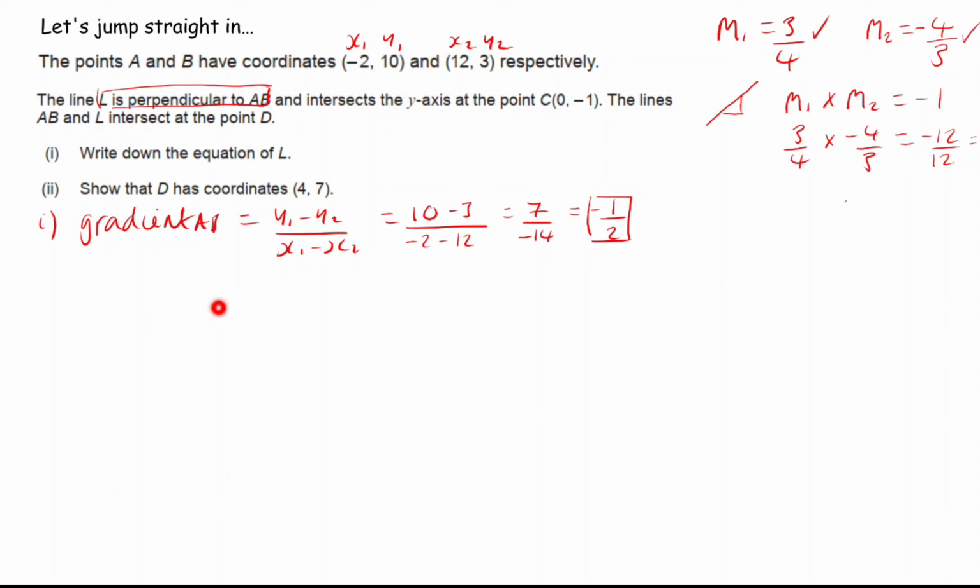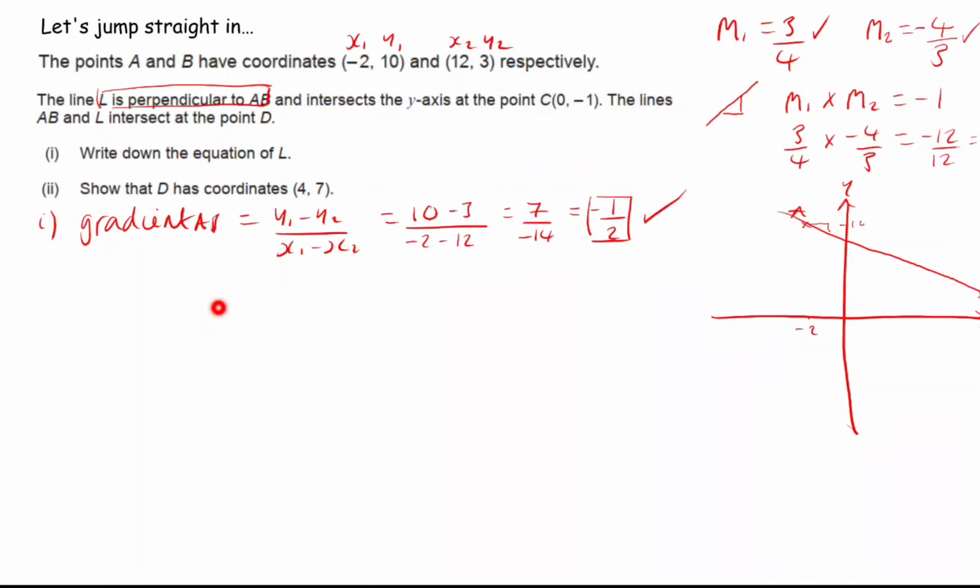We could just summarize this on a set of axes, so x and y. If I was to plot (-2, 10), that would be approximately here, that would be point A. Point B would be at (12, 3). And we can see that we've got quite a shallow line coming down. For every one across, we go half down, so it looks like that's a realistic gradient.